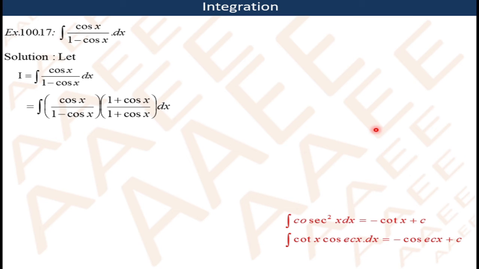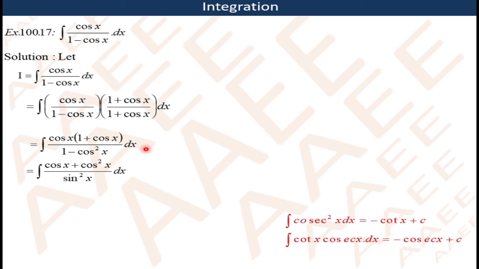That is, we'll multiply numerator and denominator by the conjugate of the denominator, that is, rationalize. Integration cos of x upon 1 minus cos of x, into 1 plus cos of x upon 1 plus cos of x. That will be cos of x into 1 plus cos of x, and 1 minus cos of x into 1 plus cos of x. It is nothing but a minus b into a plus b, that is a square minus b square, that is 1 minus cos square x. Hence the integration cos of x into 1 plus cos of x upon 1 minus cos square x dx.